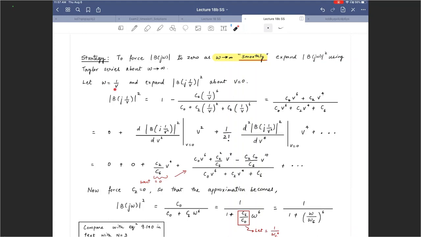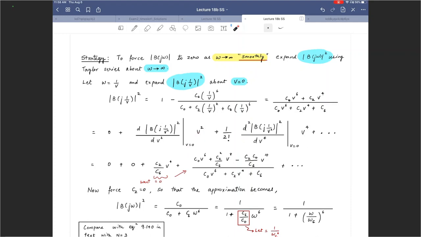In other words, if we can define another variable v, which is the reciprocal of omega, then we can expand magnitude squared of b of j 1 over v about v equals 0. So it's the same thing as saying expand this guy with respect to that. So once we do that, we have substituted 1 over v instead of omega in the previous approximation, simplified it, applied the Taylor series expansion: constant term, first derivative, evaluated at v equals 0, v squared, second derivative, and so on.